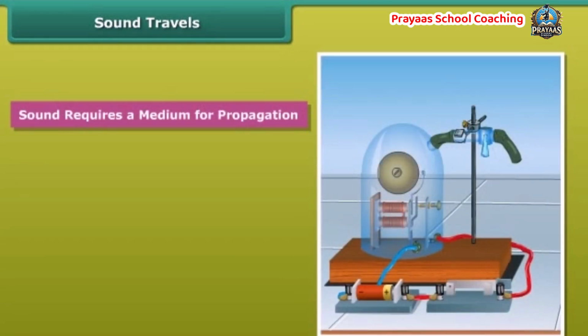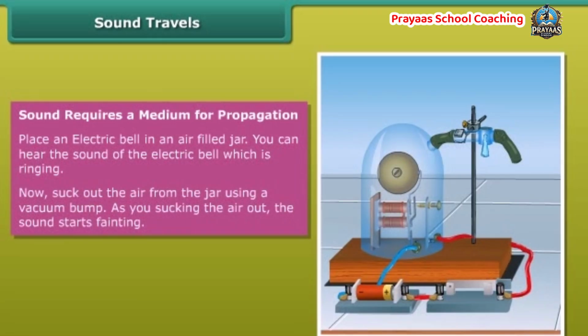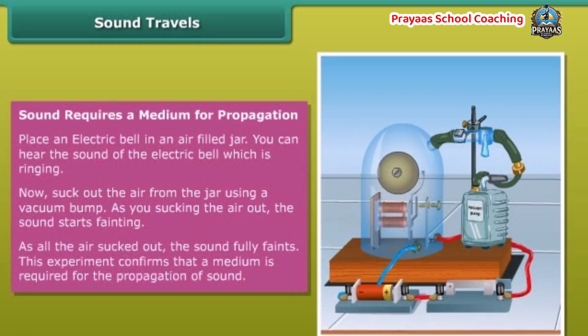Sound requires a medium for propagation. Place an electric bell in an air-filled jar. You can hear the sound of the electric bell which is ringing. Now suck out the air from the jar using the vacuum pump. As you suck the air out, the sound starts fading. As all the air is sucked out, the sound fades fully. This experiment confirms that a medium is required for the propagation of sound.